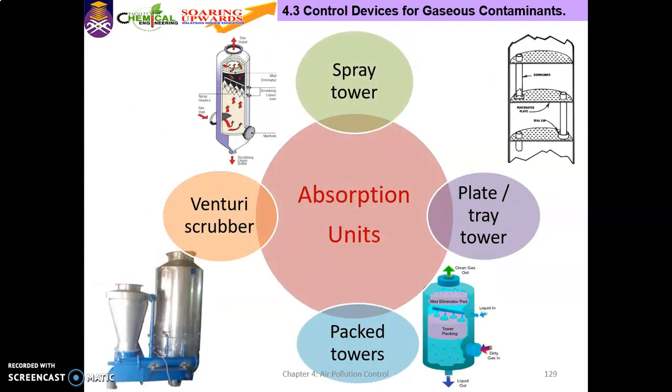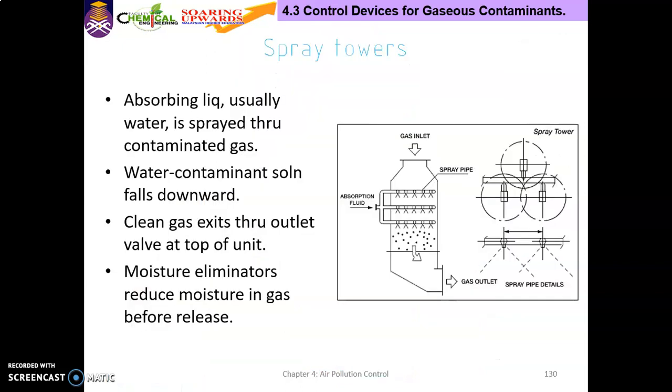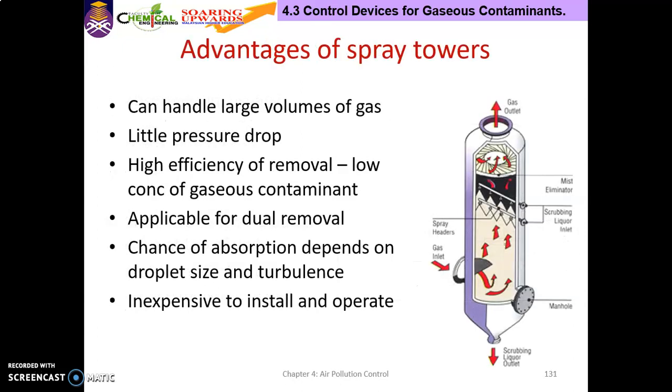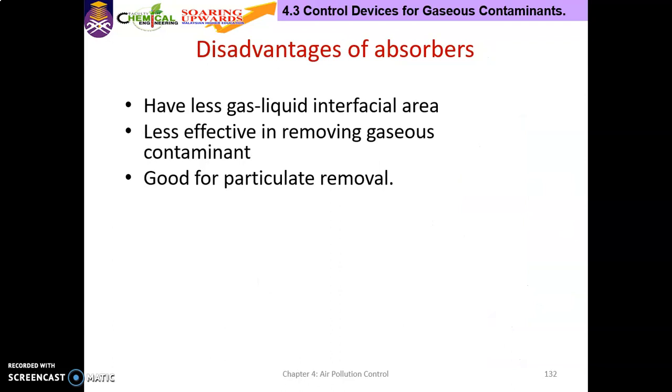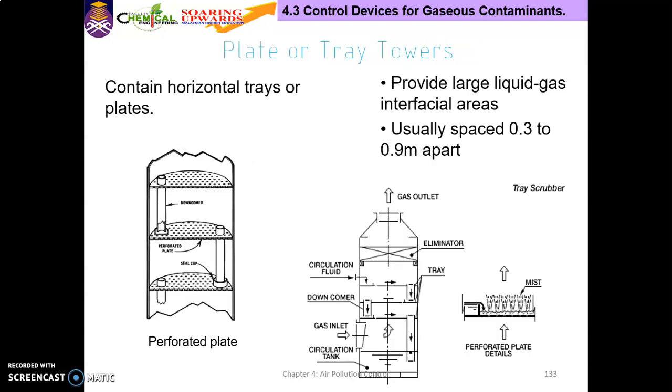Okay, absorption units are the same as for particulate contaminant we have learned before: spray tower, venturi scrubber, plate tower, or pack tower. So this is an example of a spray tower, the same concept as control devices for particulate contaminant. Again, the advantages of spray tower: high efficiency for low concentration of gas contaminant. And disadvantages: less gas-liquid interface area and less effective in removing gas contaminant, but good for particulate removal.